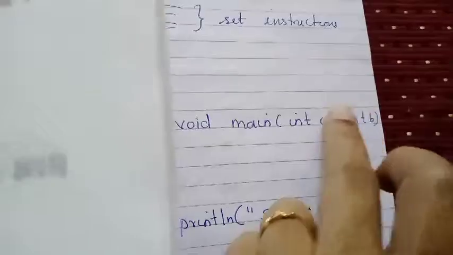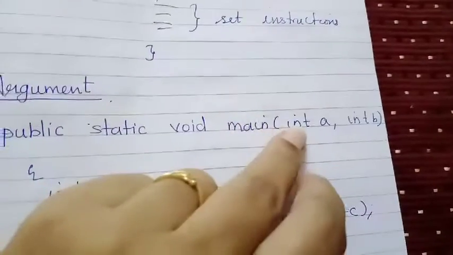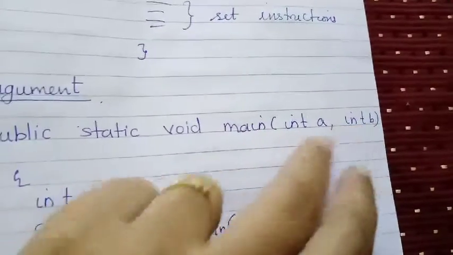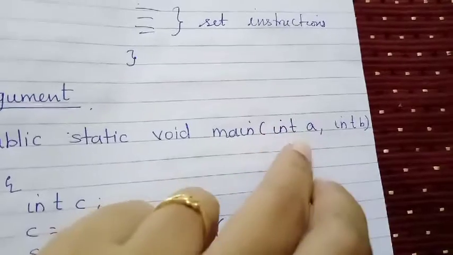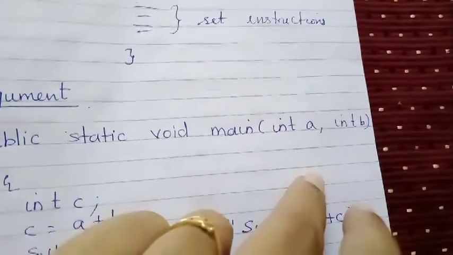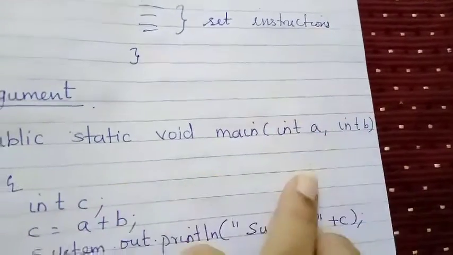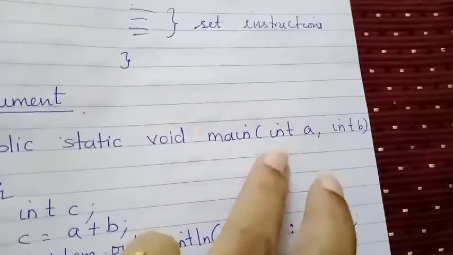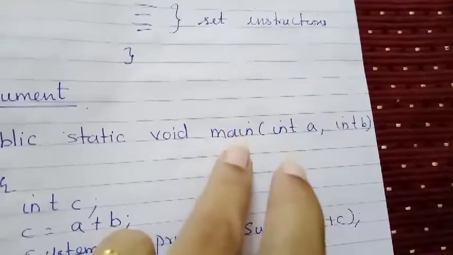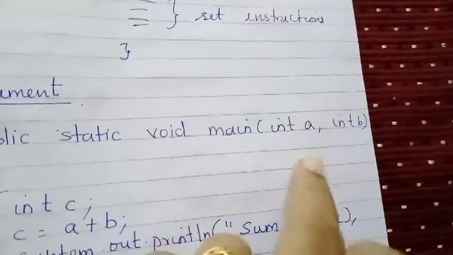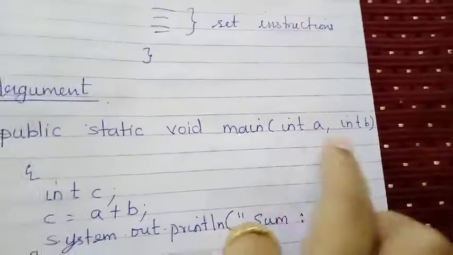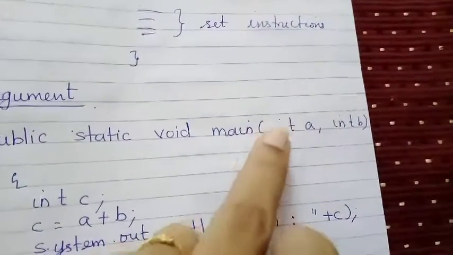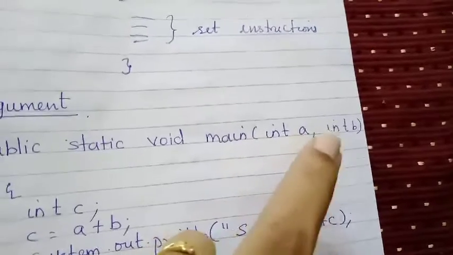And whatever argument you give, that is, whatever variable or value you are going to pass, it is called your argument. It will be next to your function name inside the brackets. That is called your arguments, and an argument will have a data type and a variable.